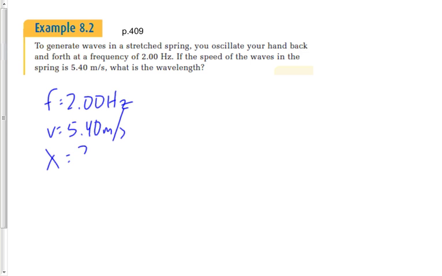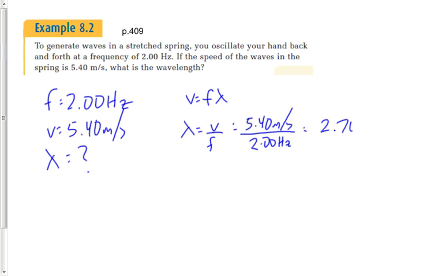Not a particularly hard question here. We can use V equals D over T, since we have the speed, or we can use V equals F times lambda. That's probably the one we should try. Rearrange it to solve for lambda, and V is 5.40 meters per second, and frequency is 2.00 hertz. Divide those two, what do we end up with? 2.70 meters. Good.